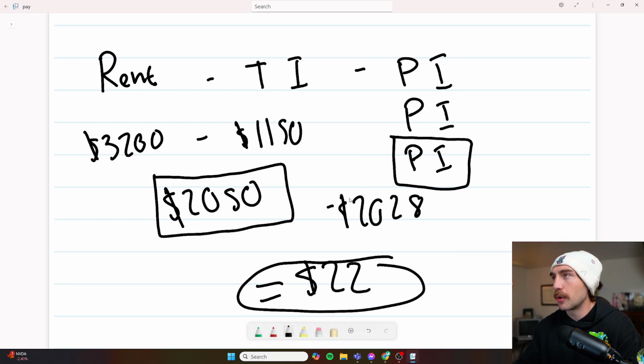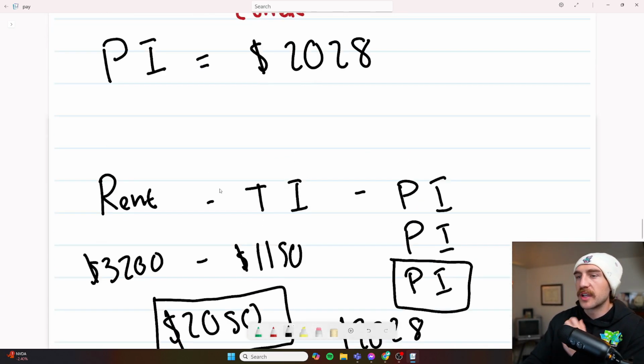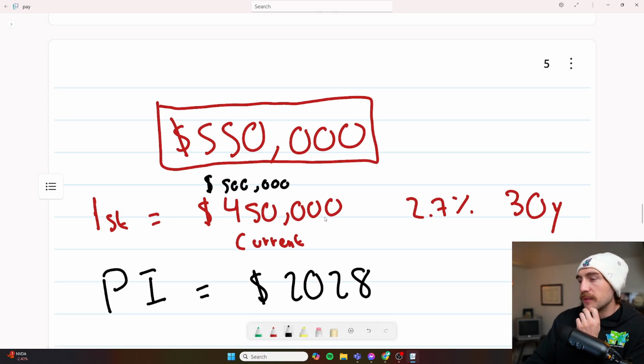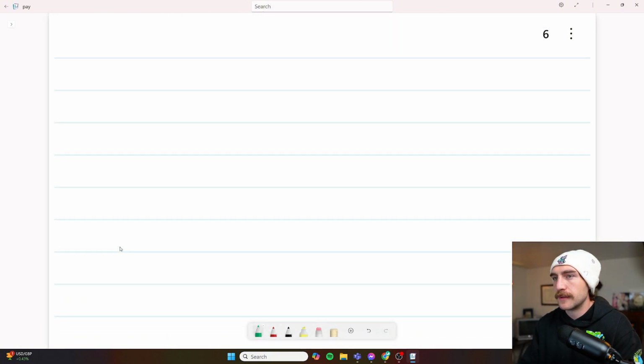There's that second mortgage. That's a problem. So let's say this second mortgage, guys. The first mortgage was $450,000, 2.7%. It was originally $500,000, 30 years. Guys, this second mortgage, we're going to say this second mortgage is a solar panel lien.